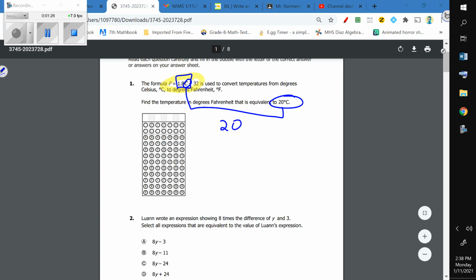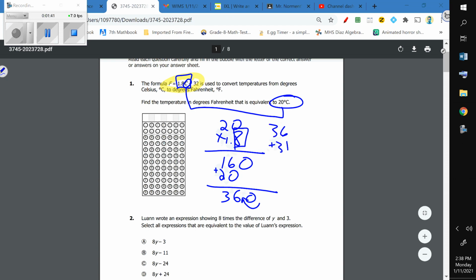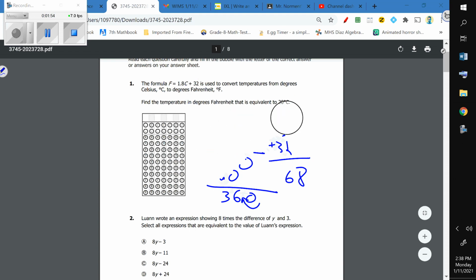So what is 20 times 1.8? Well, I don't know. And then there's one number after the decimal, so that's 36, and 36 plus 32 is 68. So I would put a 6 here and an 8 here, and I would bubble it in, and my answer is 68 for number 1. If you got that right, good job.